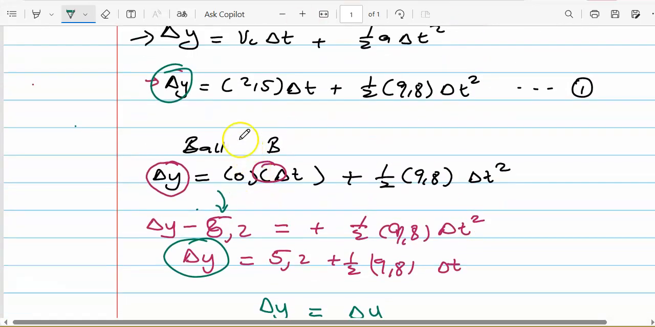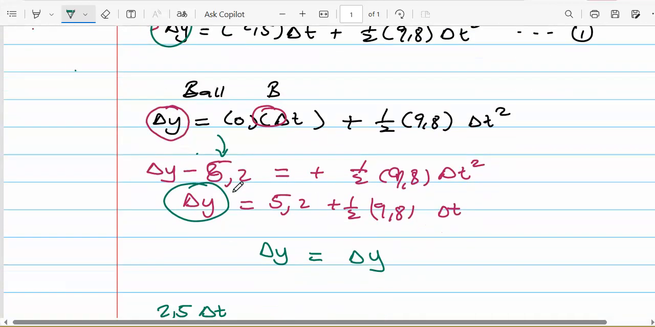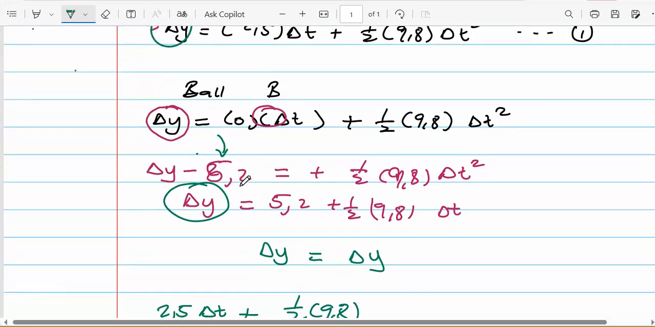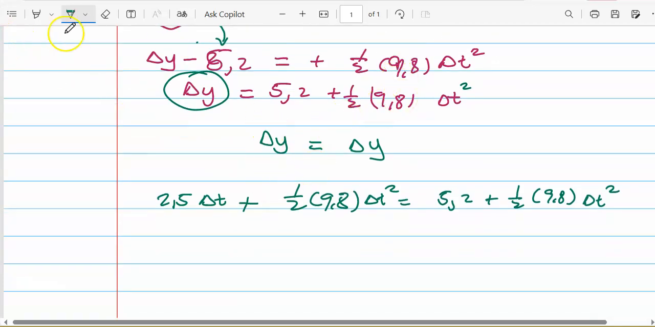So on the first one, we have 2.5 delta t plus half of 9.8 delta t squared. We're going to equate this to 5.2 plus 1 over 2, 9.8 delta t squared. So now I don't like wasting time, né?